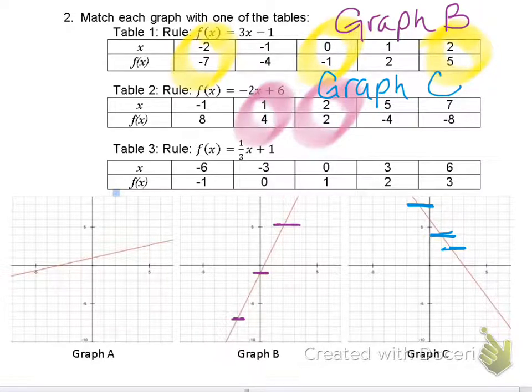And that leaves table 3 for graph A, but just to be sure, we'll check some points here. So we'll check (-3, 0). So back negative 3, and it crosses the line right at 0 there, so that's good. And (0, 1). So 0 on the x, and it goes through the y-axis at (0, 1). So that's good. We've matched them all up.